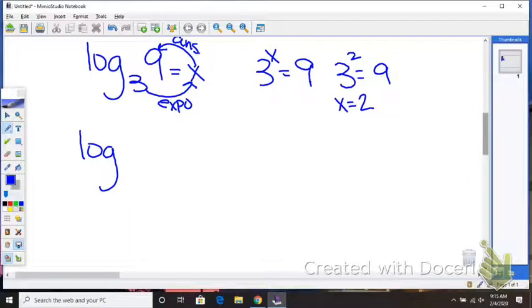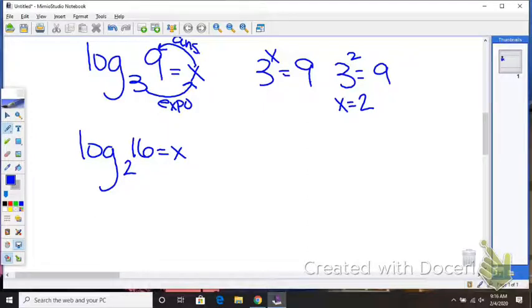Okay, this one we have log base 2 of 16 equals x. So the first thing you want to do on your own paper is write it in exponential form. 2 to the x equals 16.